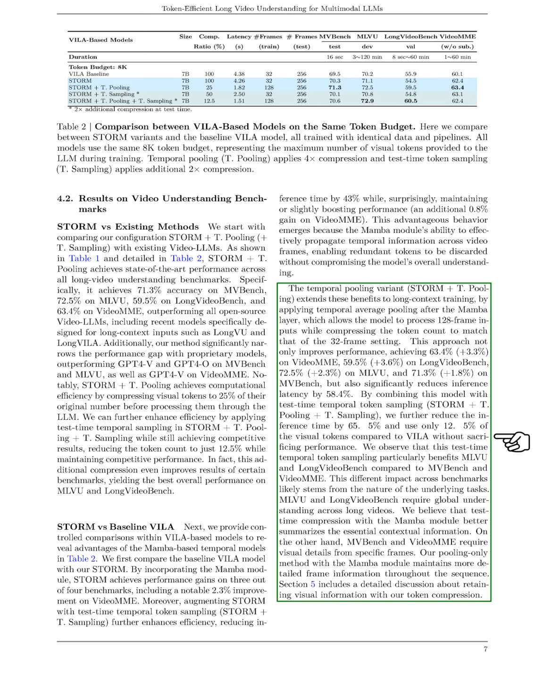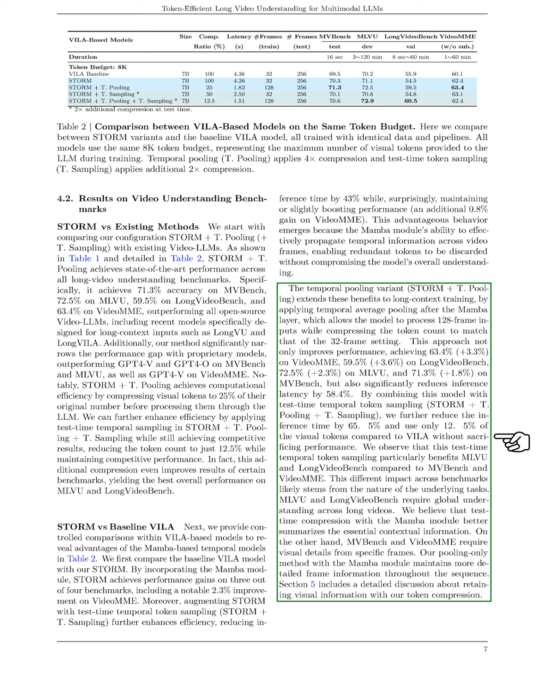The temporal pooling variant extends these benefits to long context training, enabling the model to process 128-frame inputs while compressing the token count to match that of a 32-frame setting. This approach not only enhances performance, achieving 63.4% on Video MME, 59.5% on Long Video Bench, 72.5% on MLVU, and 71.3% on MVBench, but also significantly reduces inference latency by 58.4%. By combining this model with test-time temporal token sampling, we further cut inference time by 65.5% and use only 12.5% of the visual tokens compared to VILA, without sacrificing performance.